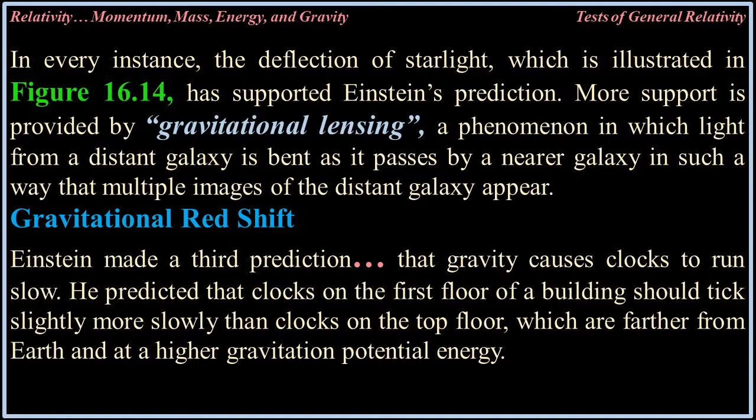Gravitational redshift. Einstein made a third prediction, that gravity causes clocks to run slow. He predicted that clocks on the first floor of a building should tick slightly more slowly than clocks on the top floor, which are farther from Earth and at a higher gravitational potential energy.